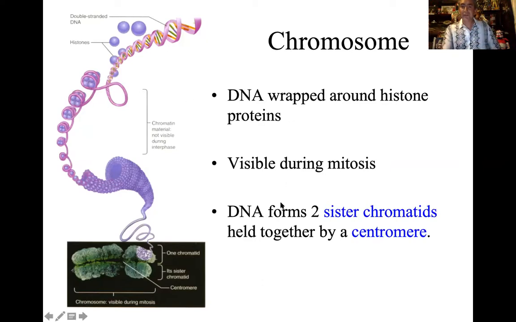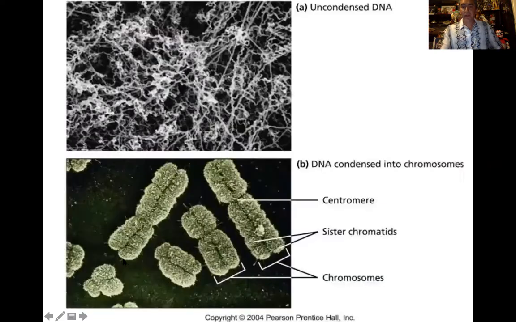That chromosome is going to be double because of the S phase that happened in interphase. So we have two exact copies of the same genetic information. These two exact copies are going to be called sister chromatids, and they're going to be held together by a centromere.